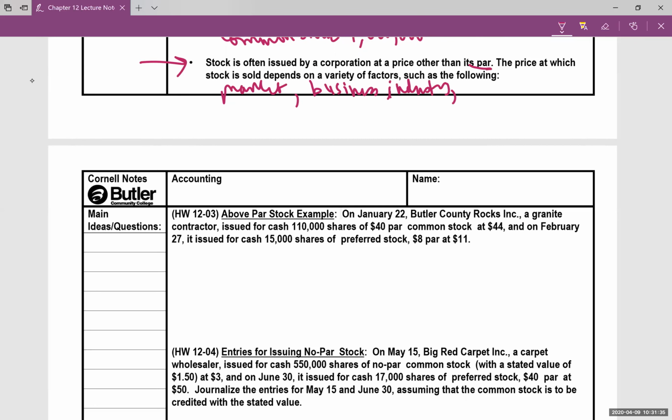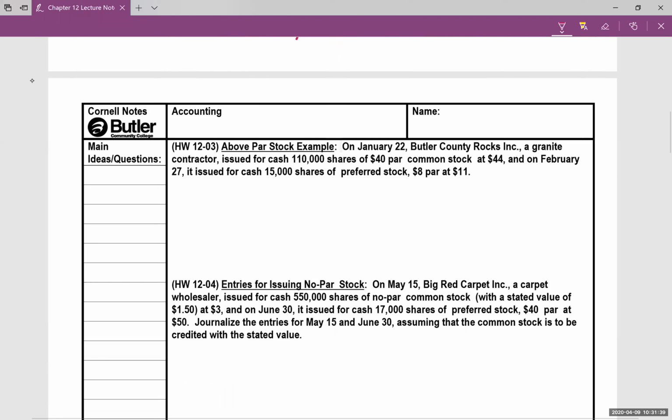All types of factors like that. So we are going to jump into some problems, and the nice thing about this lecture is I'm doing problems that are exactly like your homework. The numbers have been changed just a little bit, so you can follow along here, do the practice problems with me, and then when you go to the homework, refer back to it. This is an above par stock example.